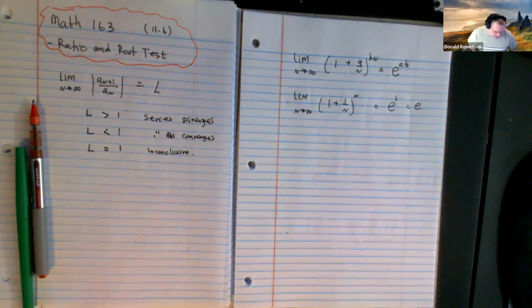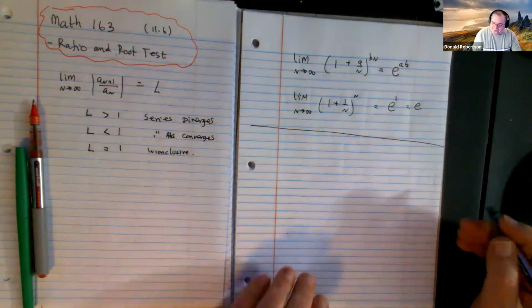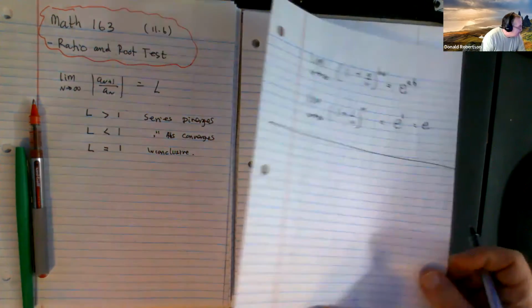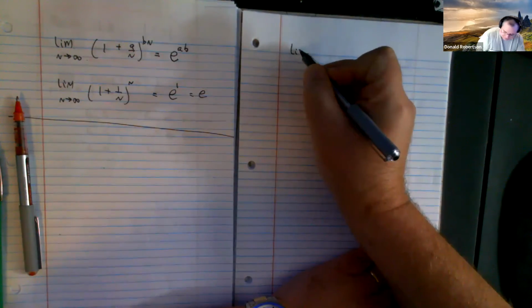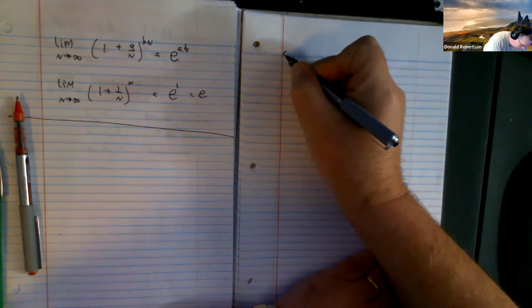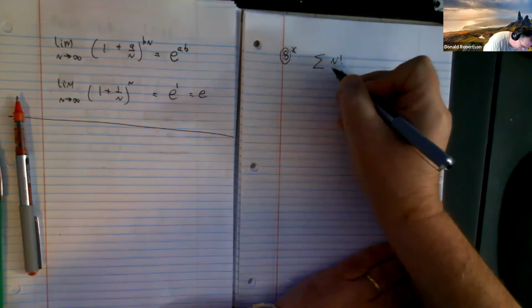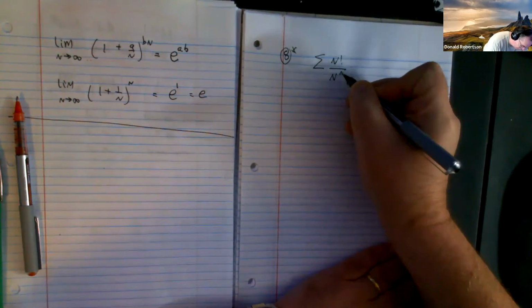Okay. Now, the reason I'm telling you that is that that's going to happen. So here goes. We are going to find, oops, start again. We are going to check, and this one is a version of question 8: sigma n factorial over n to the n, from n equals 1 to infinity.